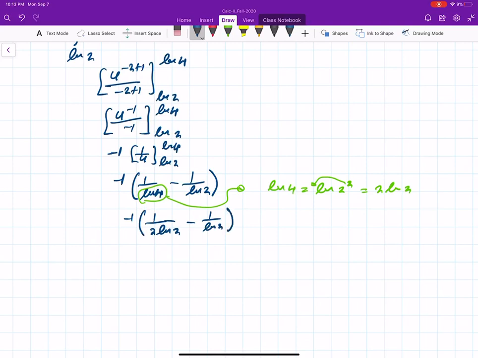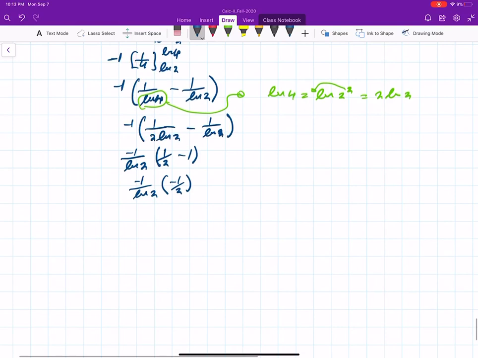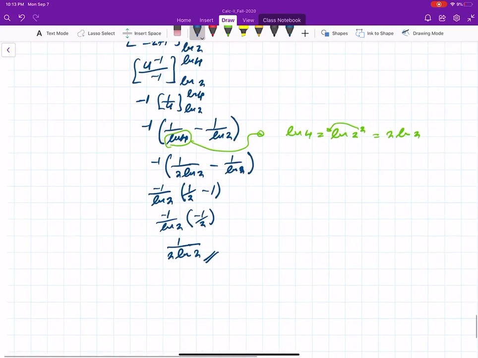Okay, now you can see ln 2 is a common factor. Here you have 1 over ln 2, 1 over ln 2. So what I'm doing is I'm taking ln 2 out. So here half minus 1. Half minus 1 is actually minus half. So here minus 1 over ln 2, half minus 1 is minus half. Okay, if you multiply them, what you get is minus minus plus, 1 over 2 times ln 2. So that is the solution. All right, so this is the end of the last problem.